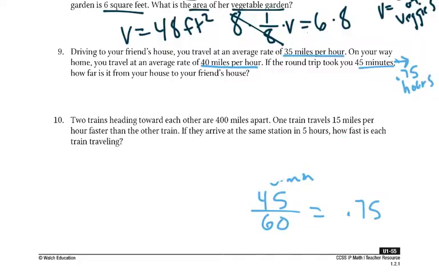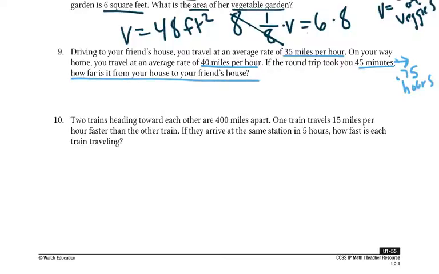Now we can look further into this one. Okay, now remember we're traveling the same distance here, right? And so we want to know the distance, how far it is from your house to your friend's house. Okay, so we could call that distance, right, D.